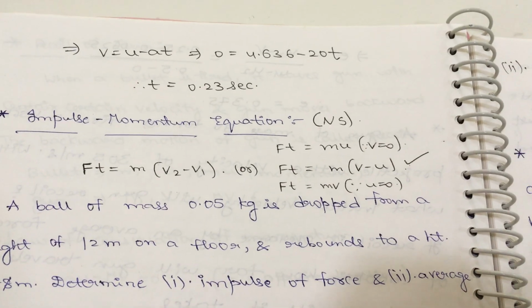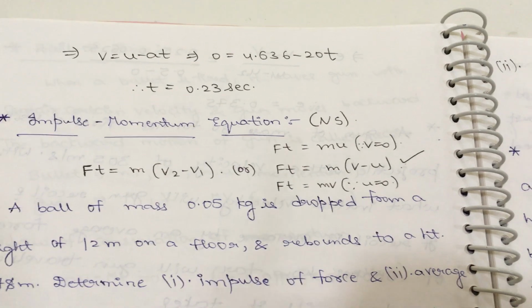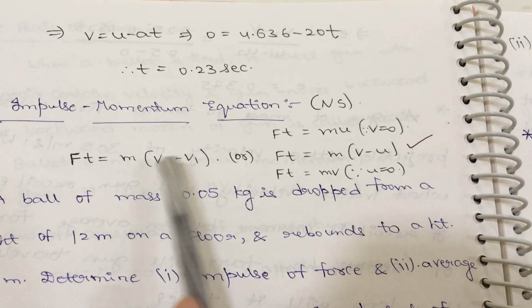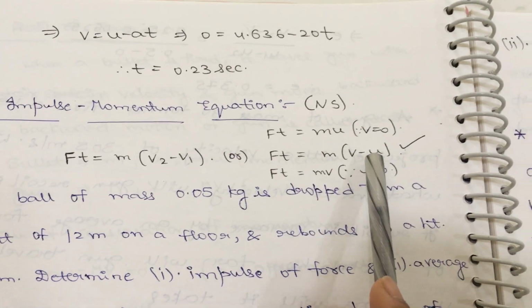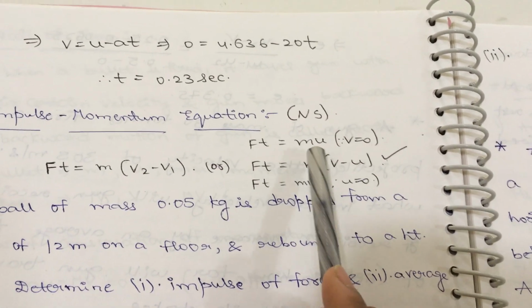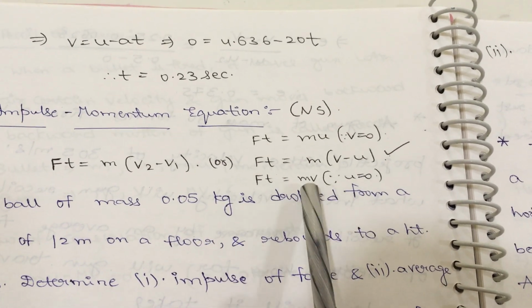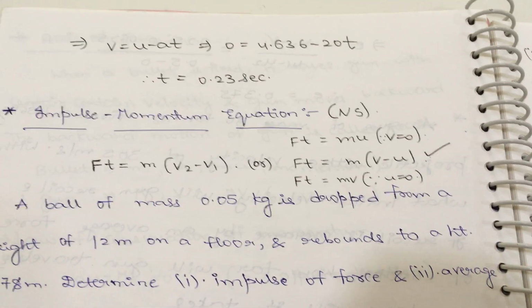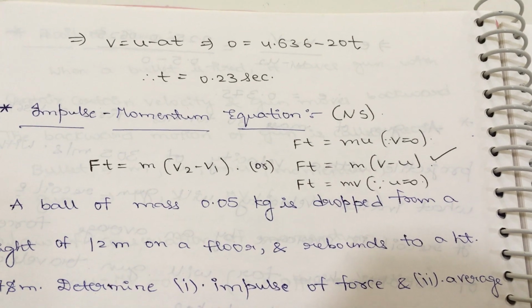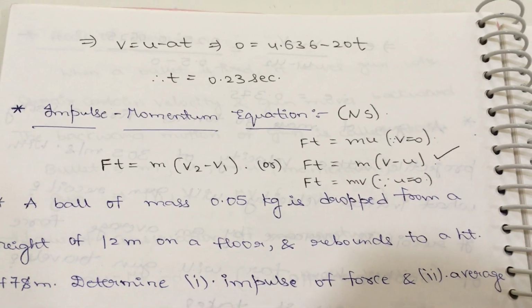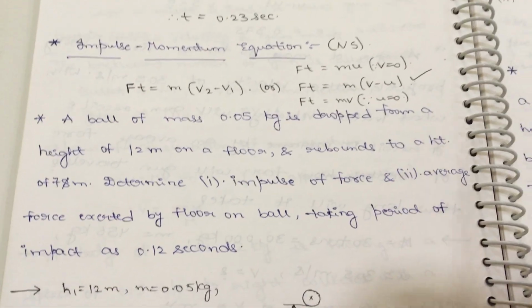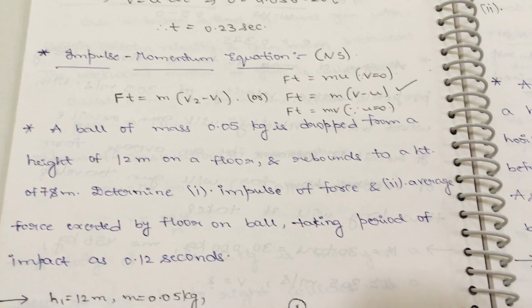So according to the problem, according to the given data, you will get the impulse momentum equation in terms of the two velocities, initial velocity and final velocity, or in terms of the initial velocity, or in terms of the final velocity. And one more thing, the impulse momentum equation is used to solve problems in the dynamics part, and units are Newton second. Now we will see some problems related to the impulse momentum equation.